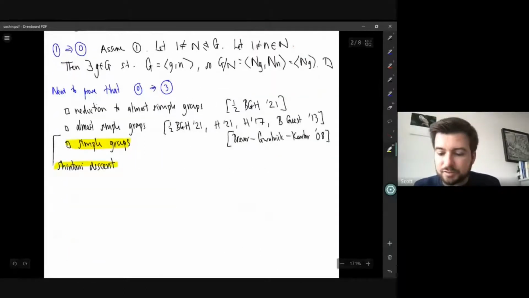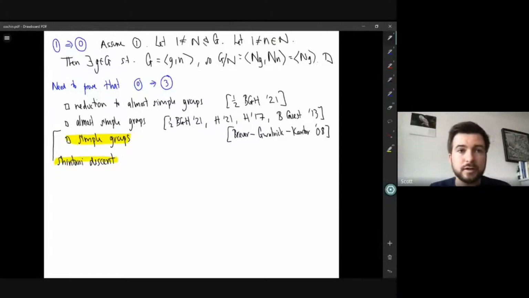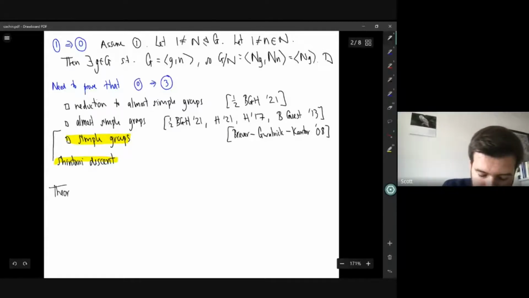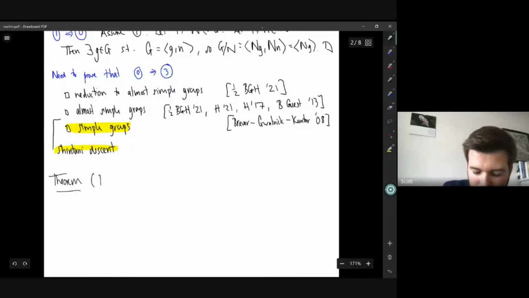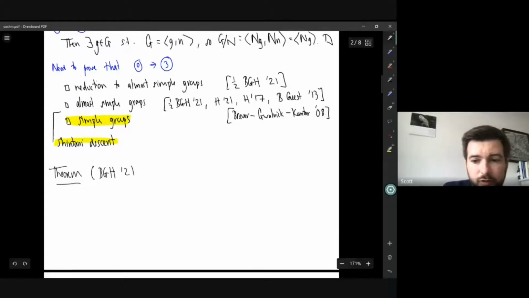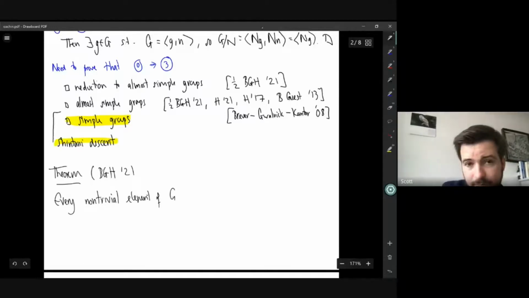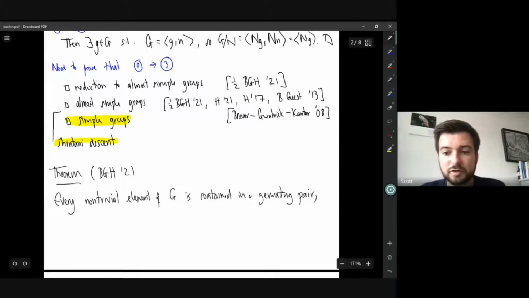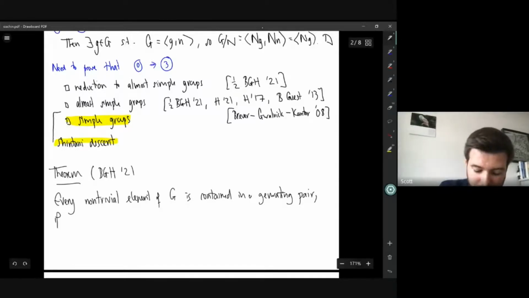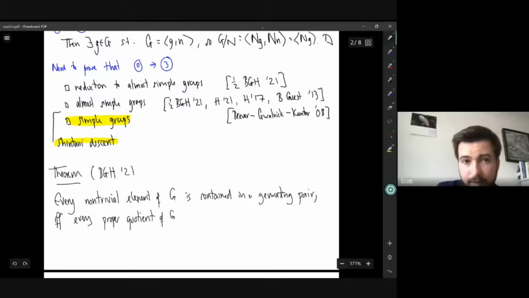So let me just rephrase this theorem, or part of this theorem, in a way that applies to all finite groups in a slightly stronger way. So here's a theorem. I'll rephrase part of our theorem first, and then I'll edit it. So this is just a rephrasing of part of 0 if and only if 1 in the theorem above. So every non-trivial element of G is contained in a generating pair, or generating set of size 2. Right, that's condition 1. If and only if every proper quotient of G requires just one generator.